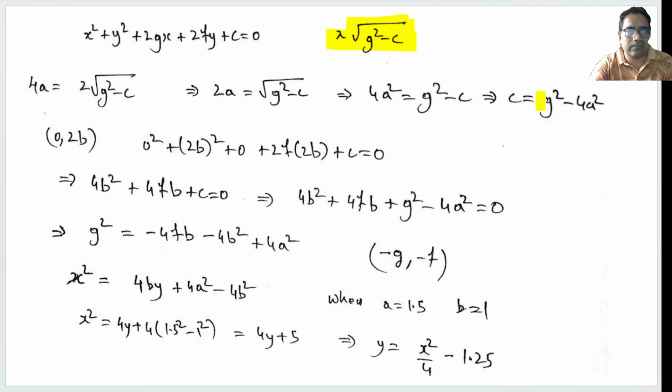Right. What is g? Here minus g, minus f is the center of the circle, that we all know, right? In this kind of equation, minus g, minus f is the center of the circle. So we need to find a relation between this minus g and minus f. That is the locus, right? So now we have expressed g in terms of a and c, right? But we want g in terms of f.